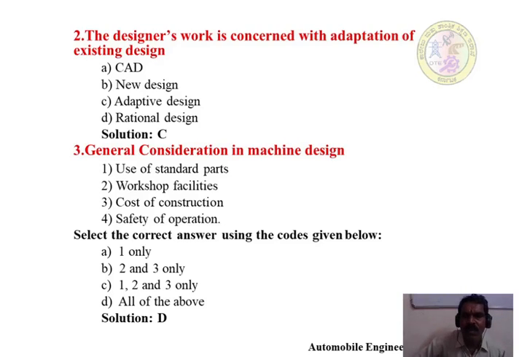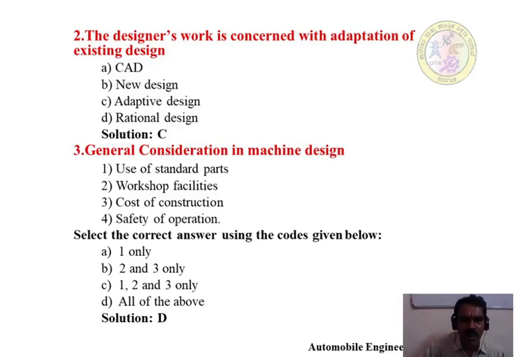in machine design. For considering the general machine design, we have to use the standard parts, and we have to know the workshop facility, and we have to think about the cost of construction, and we have to think about the safety of operations. Hence these are all applicable for this question, general consideration in machine design. Henceforth the solution is the fourth, that is 1, 2, 3, all of the above, the right answer is D.